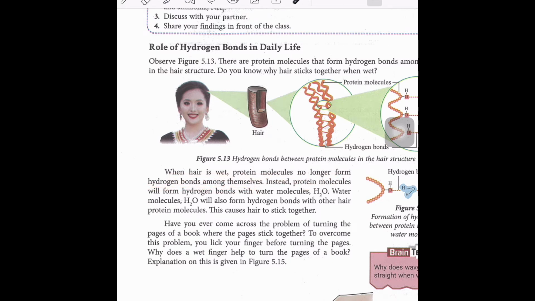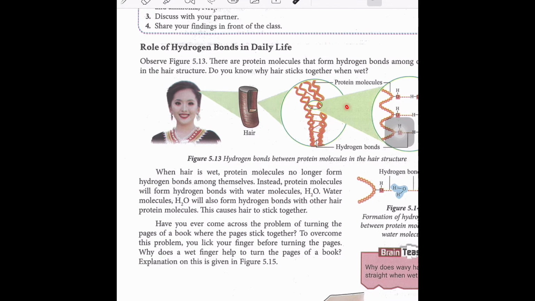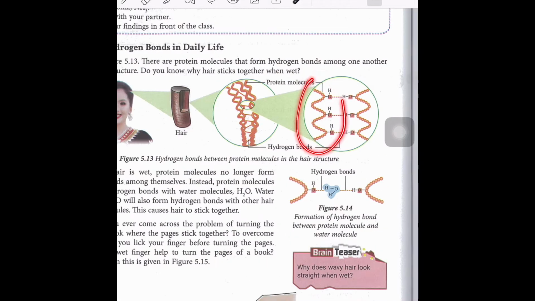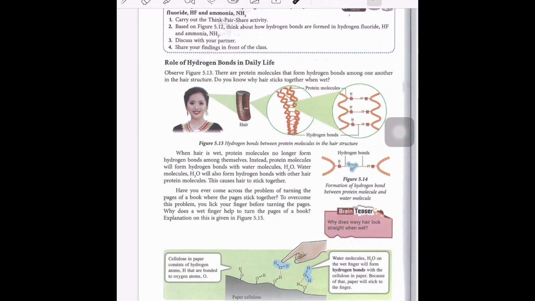Instead, protein molecules will form hydrogen bonds with water molecules. Bila rambut kita basah, dia dah sudah hydrogen bond between the proteins. Tapi ada air sudah, kan? So the protein molecules themselves pun ada hydrogen. And in protein molecules themselves pun ada oxygen, high electronegativity atom. So bila ada air masuk, air tu kan H2O. Jadi bolehlah this H form another hydrogen bond with the O, okay, with O from the water. So water molecules will also form hydrogen bonds with other hair protein molecules.